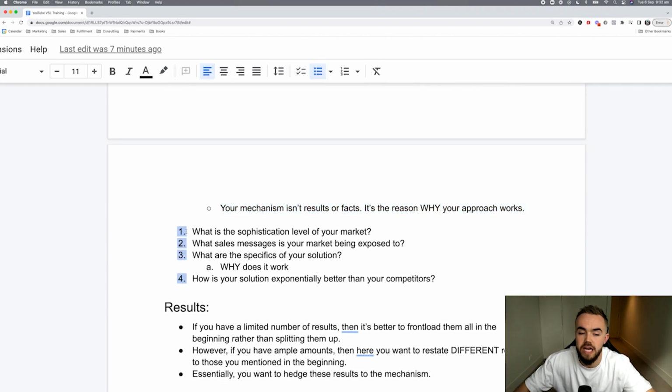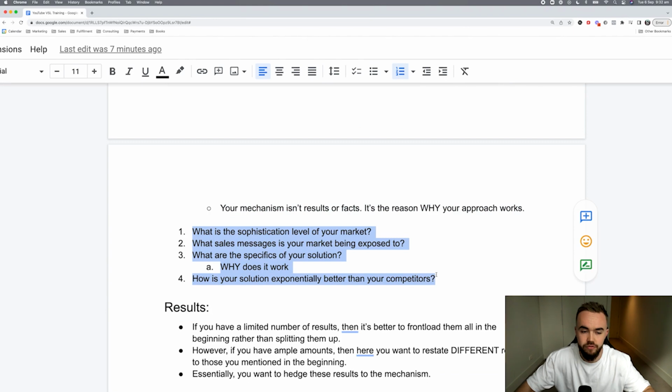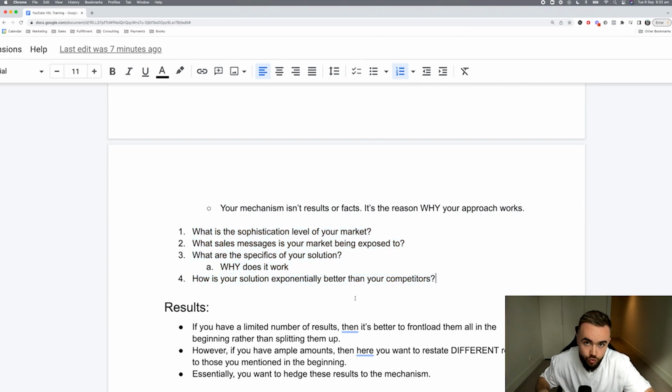Just so, I know this was quite a broad explanation. I want to give you 4 actionable process tips, or whatever you want to call it, to actually be able to create your mechanism. You want to answer these questions, and by extension of answering these 4 questions, it should give you an inclination of what your mechanism should be based around.